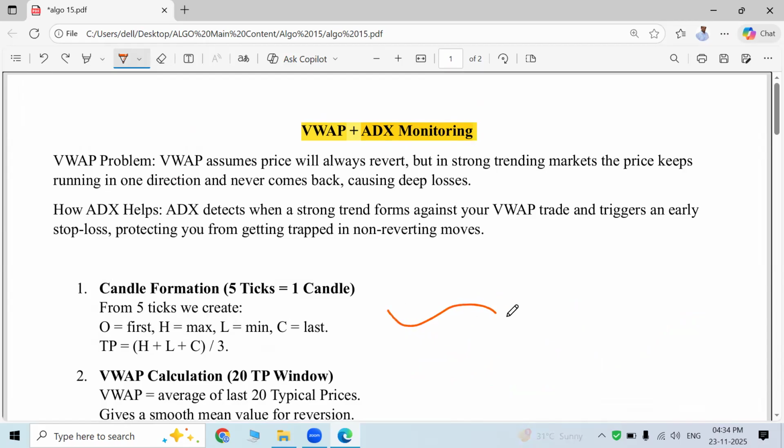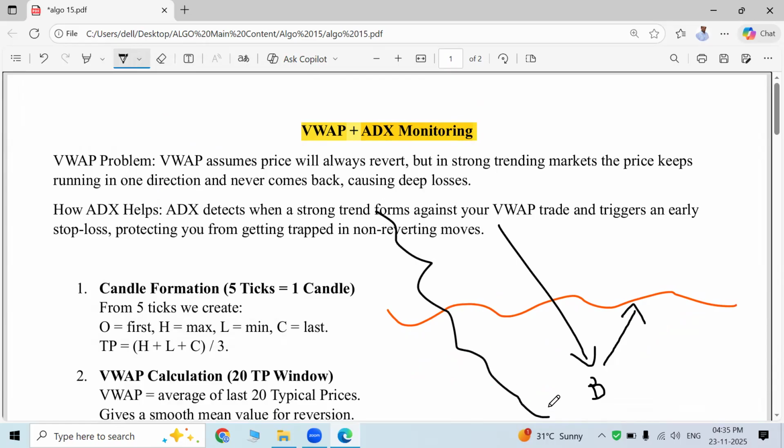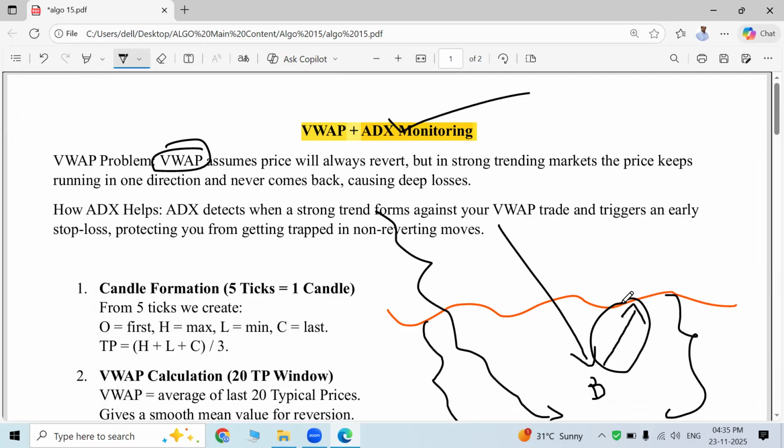Let me tell you one more time. This is a VWAP line. And if the price is falling below VWAP, we will buy, considering the stock will return to this price or may go above this price. But what happens if the stock is not ready to come up? It is falling like anything. Then we may have a lot of loss with the VWAP method. So that's why we are going to use the method called ADX to monitor whether it is going to bounce back or it is not going to bounce back to the main base.